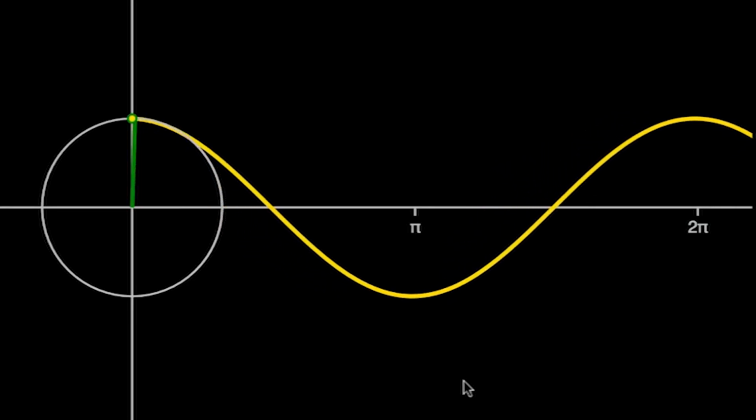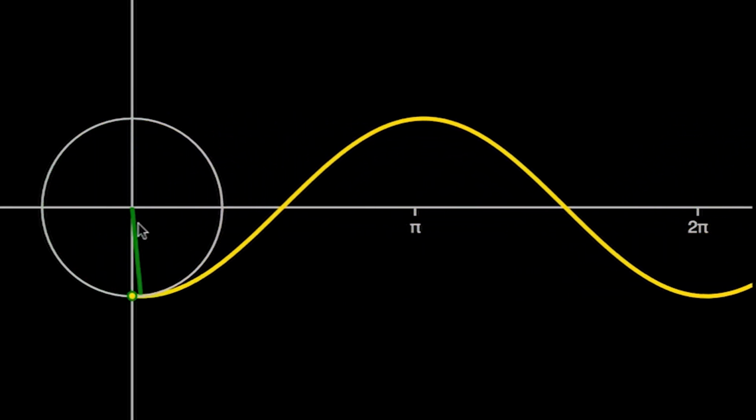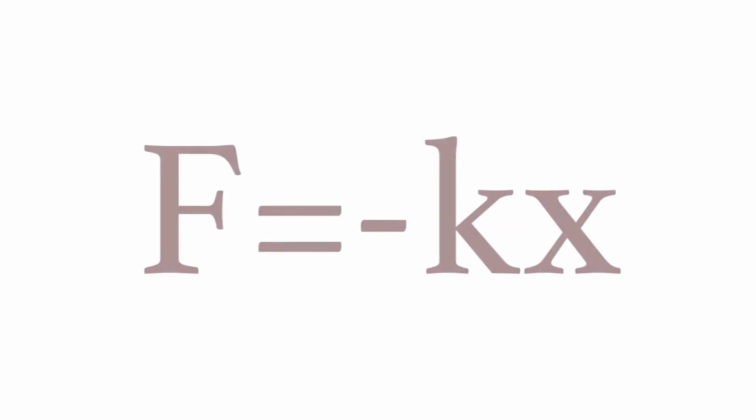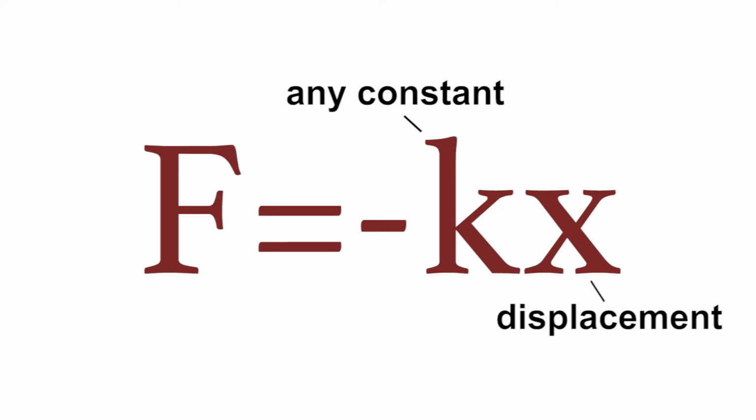Simple harmonic motion is a special type of periodic motion where the position of the object varies sinusoidally. It is the result of any force that takes the form of Hooke's law, where the force is directly proportional to the object's displacement and tends to bring the object back to its equilibrium position.